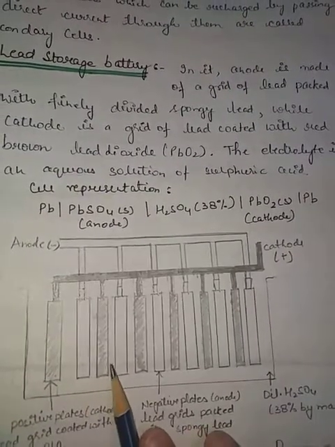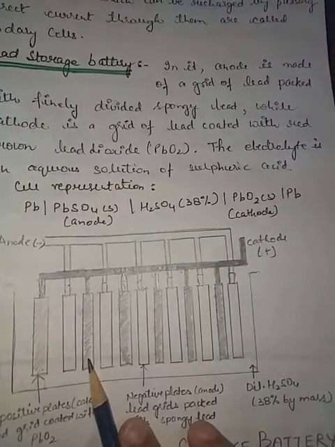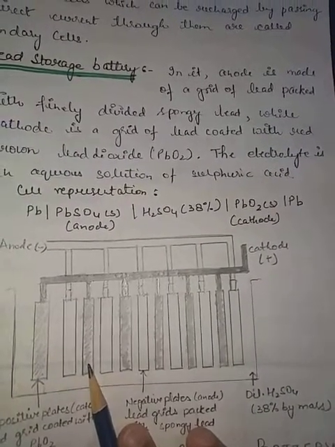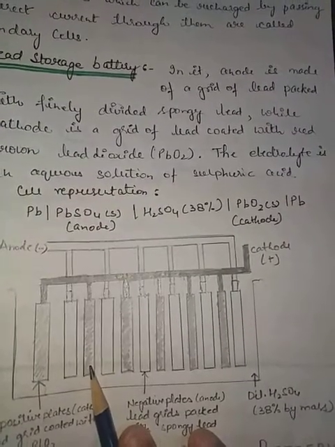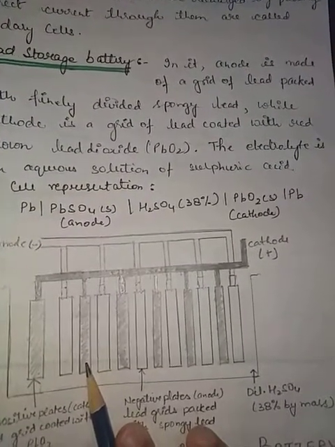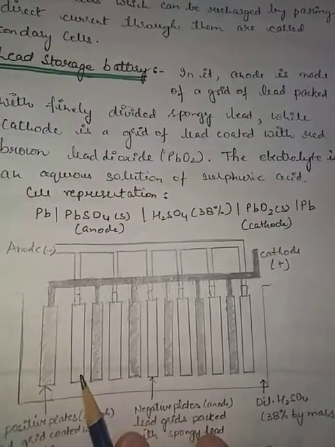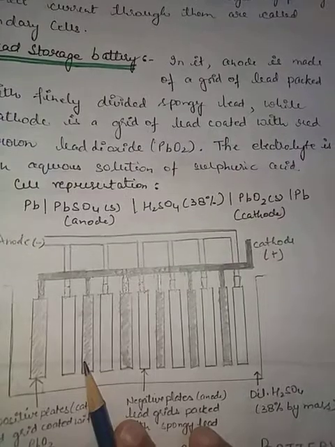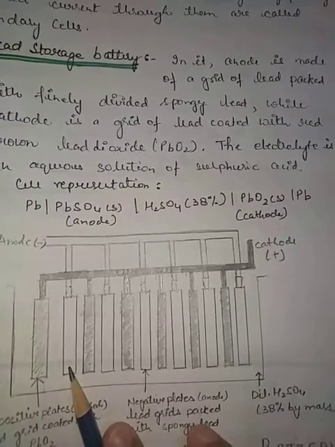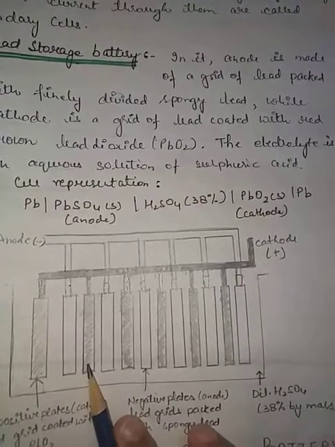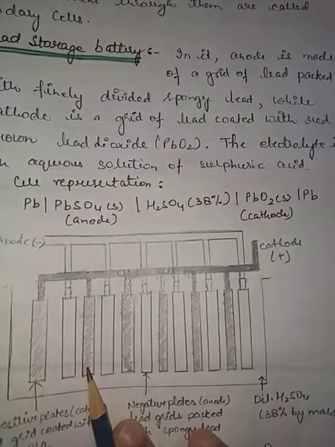While if we talk about the cathode, it is also a grid of lead, but it is coated with red brown lead dioxide, that is PbO2. Both are grids of lead, but the anode has a packing of spongy lead and the cathode is coated with red brown PbO2.